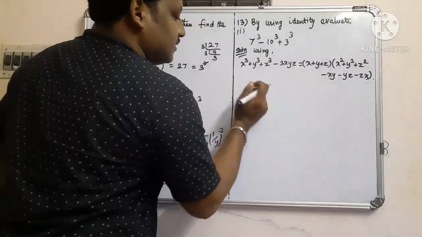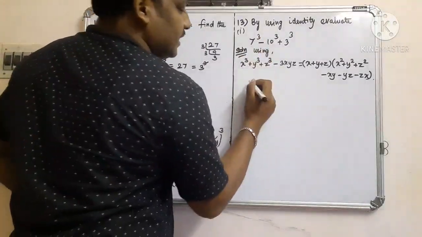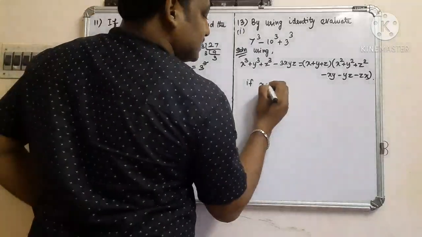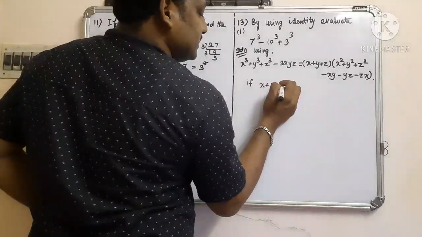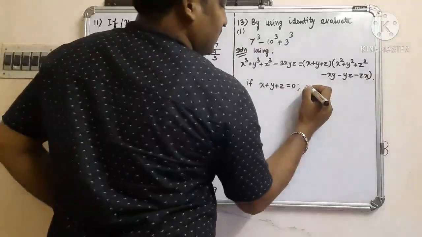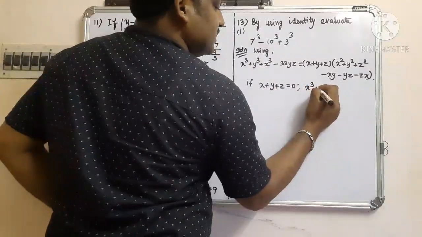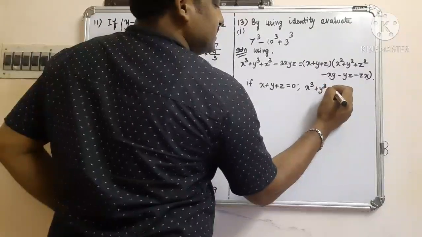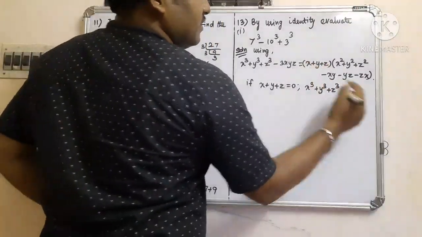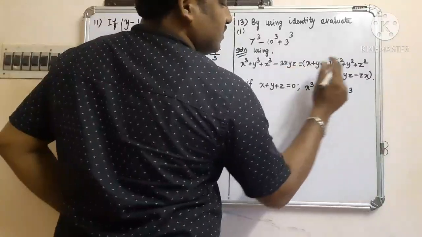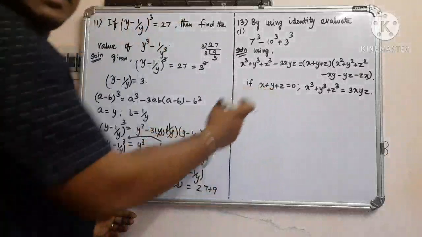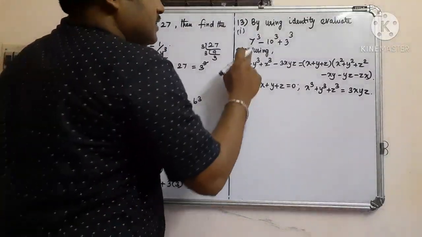But if another condition is given in that formula, if x plus y plus z is equal to 0, then the formula is x cube plus y cube plus z cube is equal to 3xyz, since the minus 3xyz will change into plus 3xyz. So this is the last formula, I think, right?